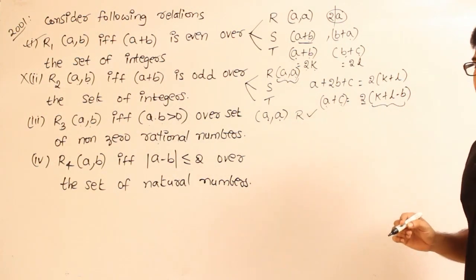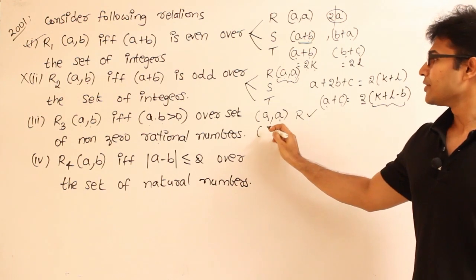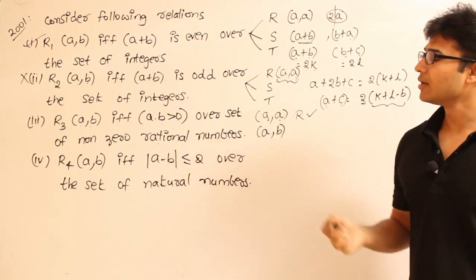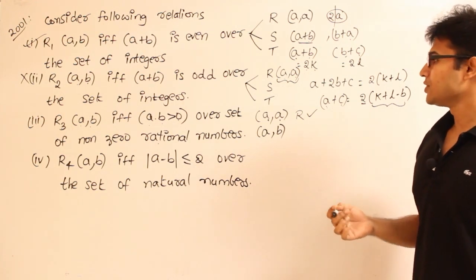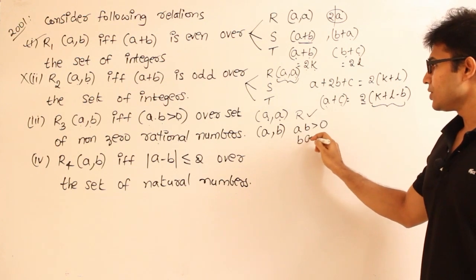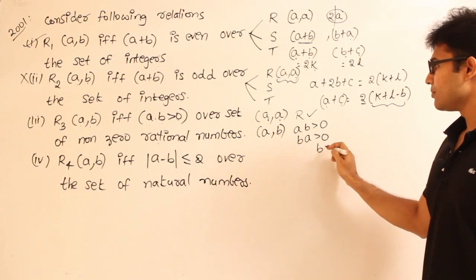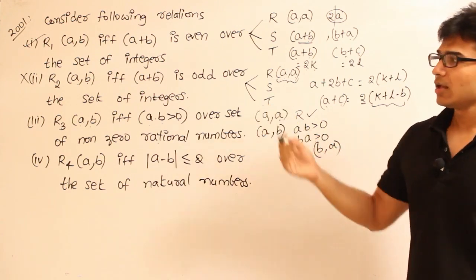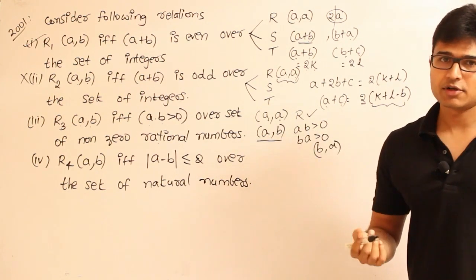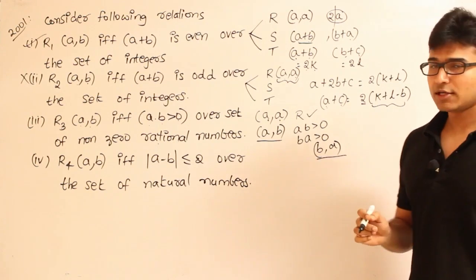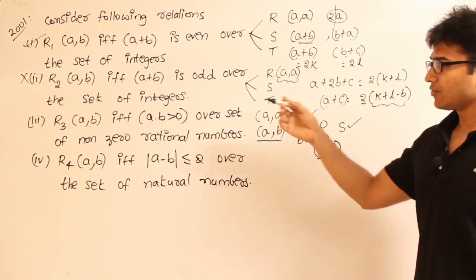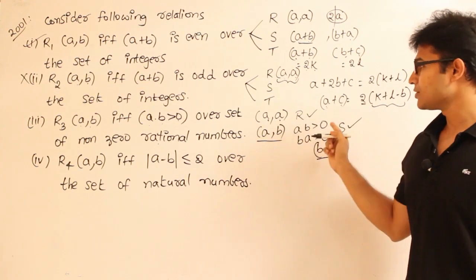What can we say about transitivity? Symmetric. Let's talk about symmetric now. If a comma b belongs to R3, which means a into b is greater than 0, then definitely b into a will be greater than 0, and definitely b comma a will also belong to the relation R3. So what can we say? If a comma b belong to the relation R3, then b comma a will definitely belong to the relation R3, and so we can say that the relation is symmetric. Therefore, R3 is reflexive and symmetric.